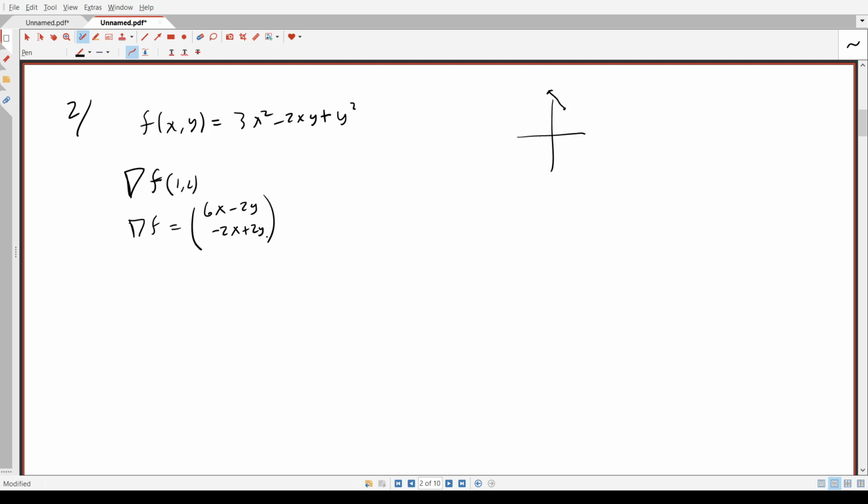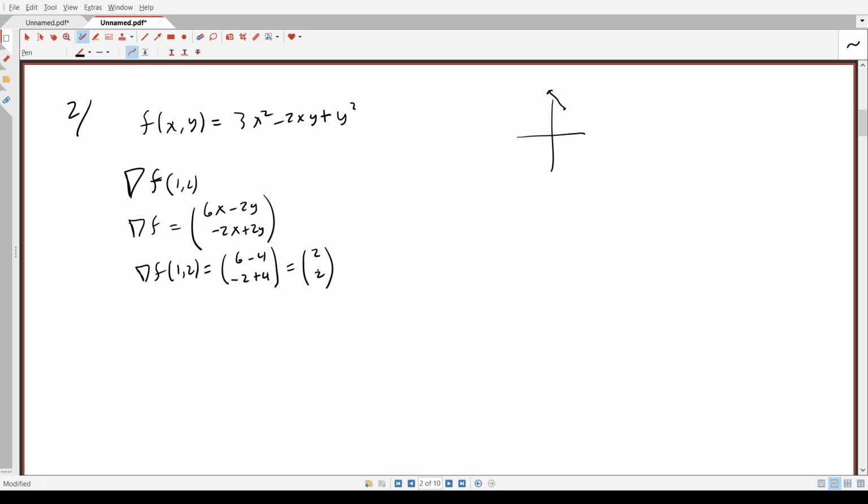And so the gradient of f at the point is going to be 6 minus 4, minus 2 plus 4, which is 2, 2. Okay, so that's the direction that I'm interested in.